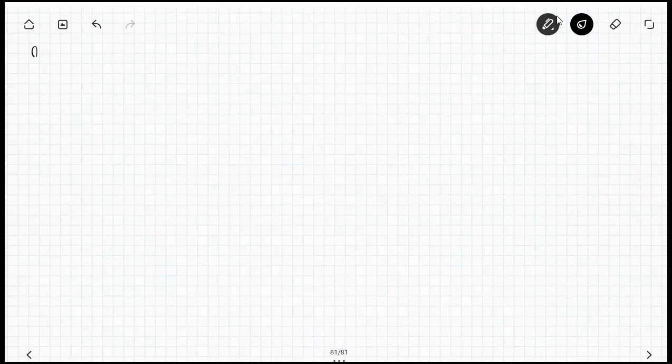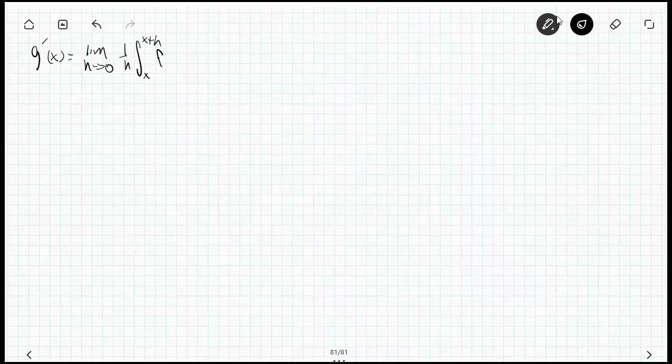All right, I know that G prime of x is equal to the limit as h goes to 0 of 1 over h times the integral from x to x plus h of f of t dt. And what we're trying to show is that this is equal to f of x. That's what we're trying to do.